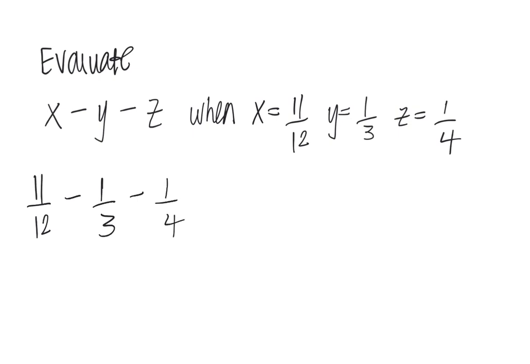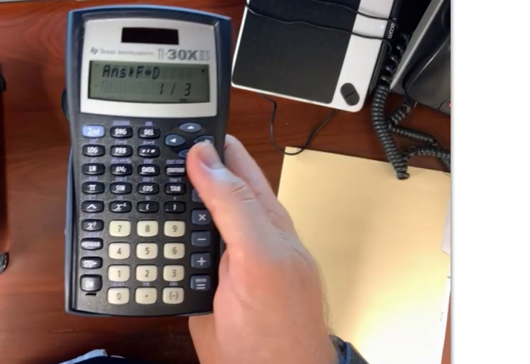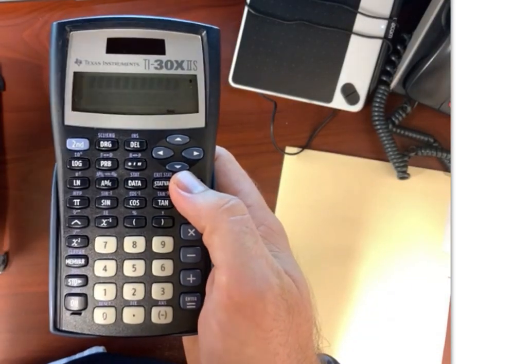In order to subtract these fractions, whenever you add and subtract fractions, you have to have the same denominator. So if I were going to do this by hand, I would need to find a common denominator. But I'm just going to put this in the calculator.